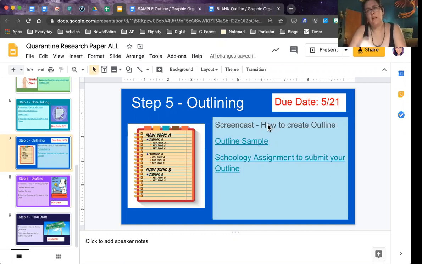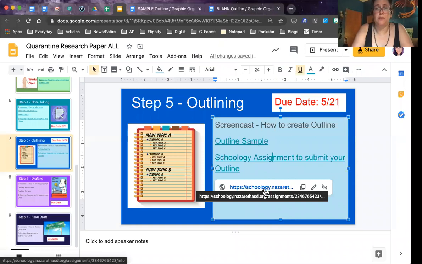On this blue slide, you've got the screencast that you're looking at right now. You've got a sample, and then you've got a link to the Schoology assignment. There's no instruction sheet for this one because there's not really any instructions except to fill out the outline. So instead of an outline, we actually do a graphic organizer.